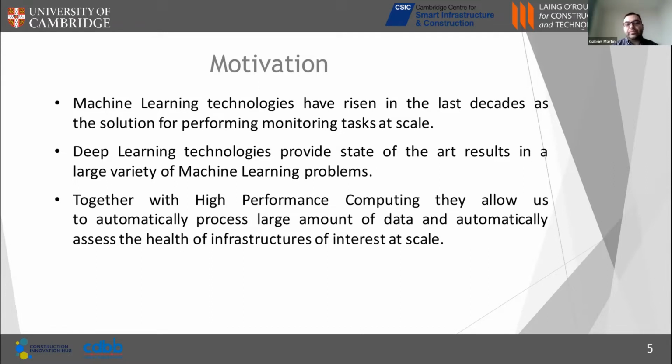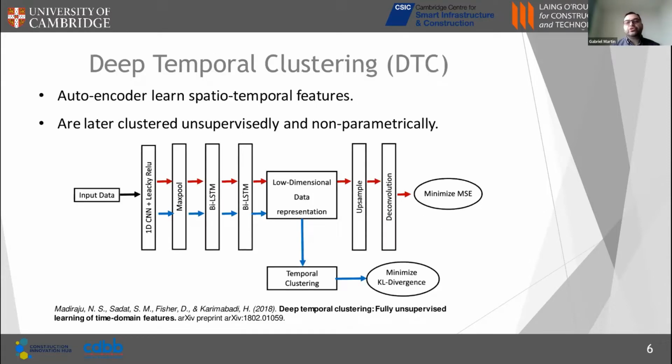This, together with high-performance computing, is what will allow us to process large amounts of data automatically to assess the health of infrastructures at scale. So our first approach was to use a deep learning architecture called deep temporal clustering. This architecture performs unsupervised clustering. We provide it with some data, and it separates the different time series into different classes in an unsupervised way.